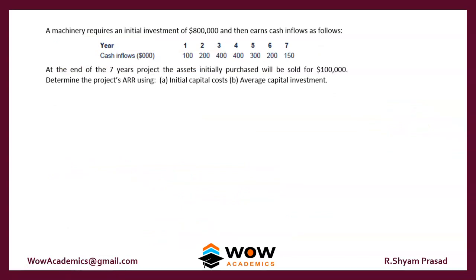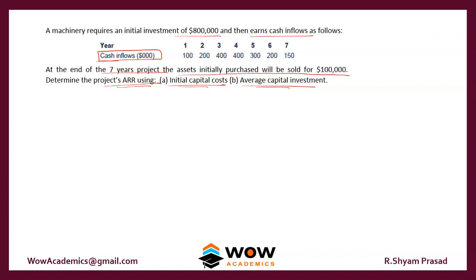Here again our job is to find the ARR on initial capital cost and average capital investment. The only change in this question is they have given you the cash flow, but we don't require cash flow in ARR. We need the profit. So we'll read the question. The machinery requires an initial investment of 8 lakh and then earns cash inflows as follows. At the end of the 7-year project, the assets initially purchased are sold for an amount of 1 lakh. We have to find out the project's ARR.